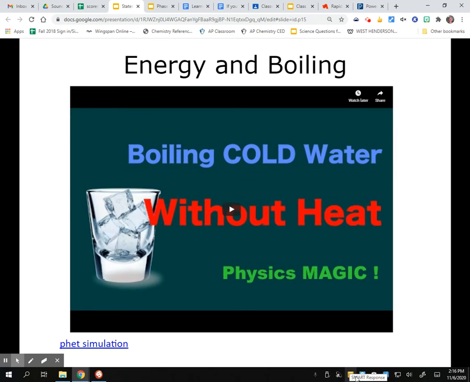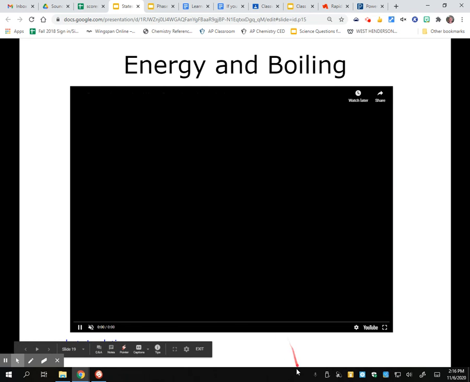Now, I have a video here, and this is going to show you making cold water boil without adding heat. So what you're going to see in this video is a flask that has some water in it. This flask is hooked up to an evacuation pump, and that's going to pump a lot of the air out of the flask. And so that's going to lower the pressure inside the flask. And then you're going to start to see that the water will boil. Now, this flask is sitting on a tabletop. It does not have any heat being added to it at all. So let's look at this.